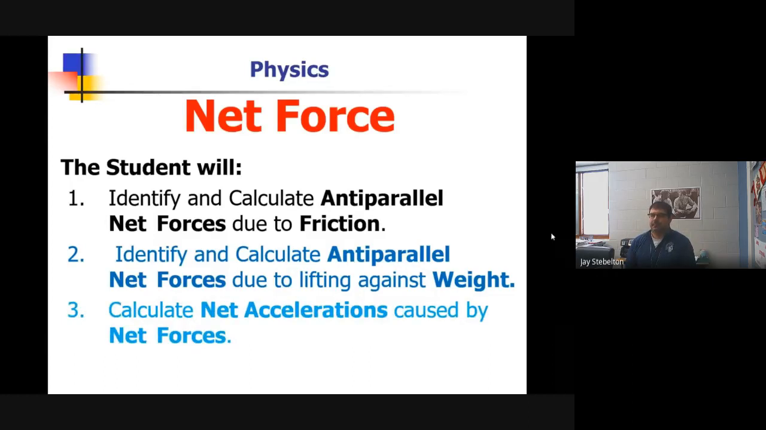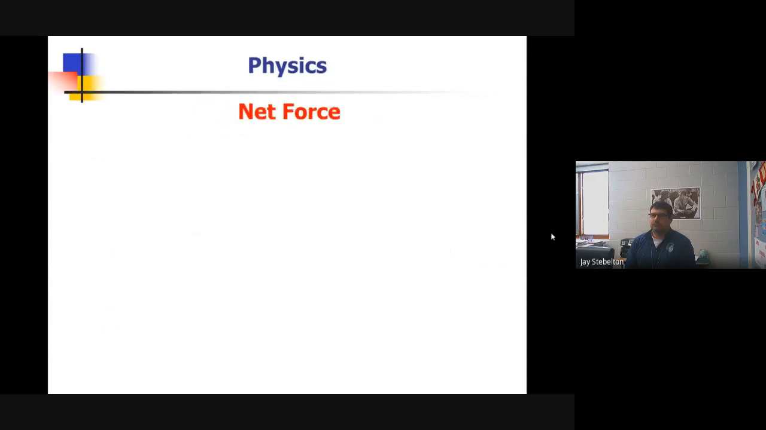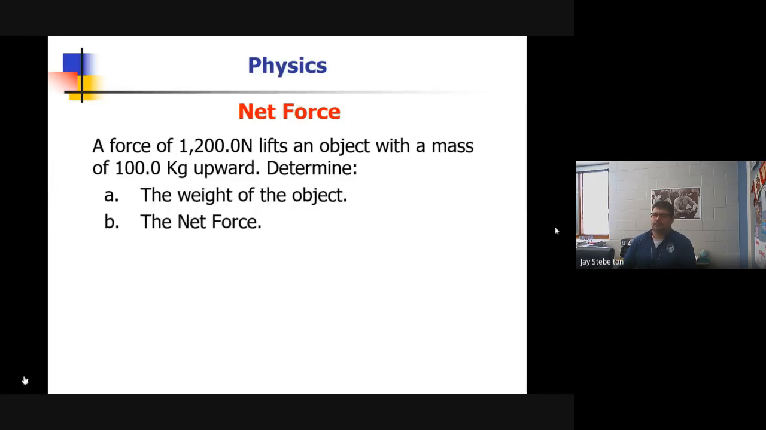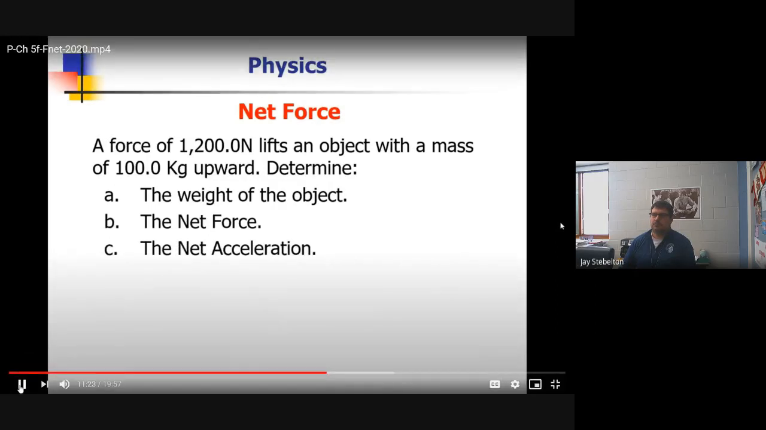Whenever I have a physics problem, the first thing I have to do is read it. A force of 1,200 newtons lifts an object with a mass of 100 kilograms upward. Determine the weight of the object, the net force, the net acceleration. Use your calculator and type it into the chat, or you can just buzz in. All of the problems that I have you do today will be set up just like this. So the first thing I want you to do is find the weight of the object.